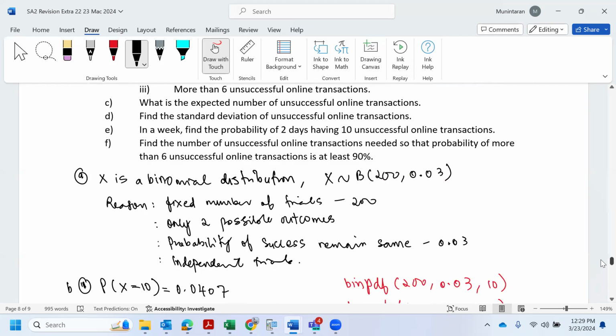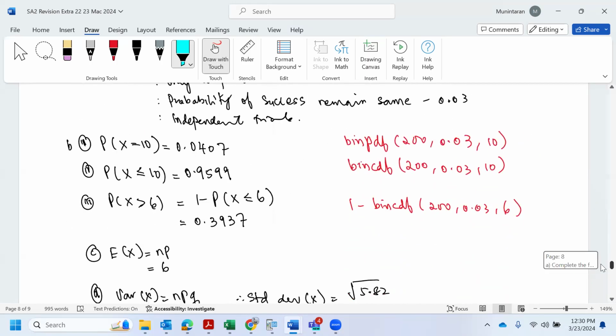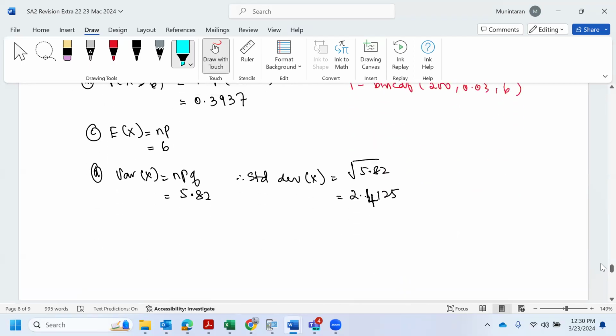E and F look a bit different: in a week. Similar to the weather forecast in a week, the probability of 2 days having unsuccessful online transactions. So in a week, let's call it W, it should be binomially distributed.